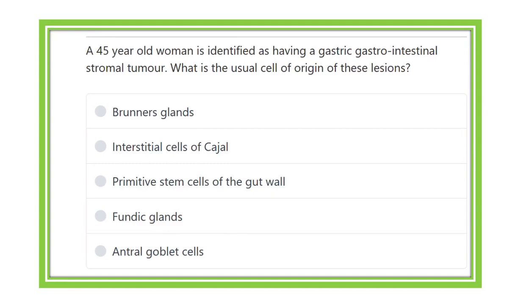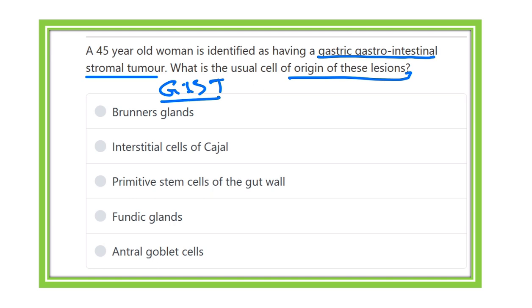A 45-year-old woman was identified as having a gastrointestinal stromal tumor, which is the GIST. What is the usual cell of origin of this lesion? That means, in case of the GIST, the gastrointestinal stromal tumor, from which cell is it originated? So it is a direct question regarding the GIST. That means from which cell GIST is derived.